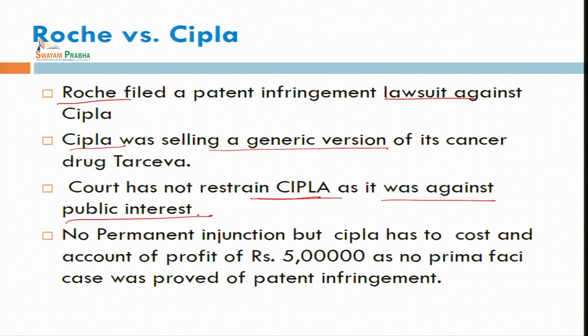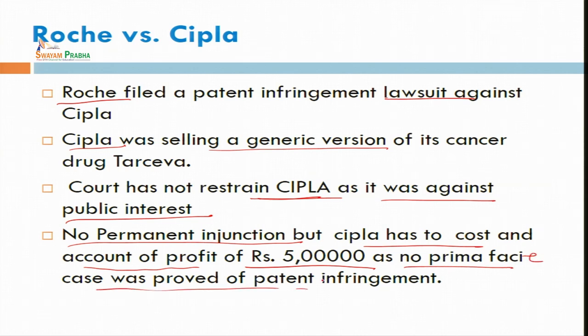In this case also, the petitioner has not even proved its prima facie case, and the balance of convenience is also not in favor of this petitioner. So, even though no permanent injunction was granted, Cipla has to bear the cost and give an account of profit of rupees 5 lakh, as no prima facie case was proved on the patent infringement.